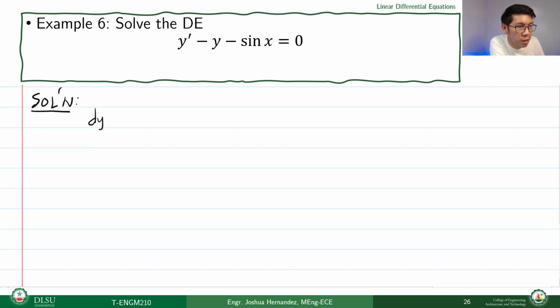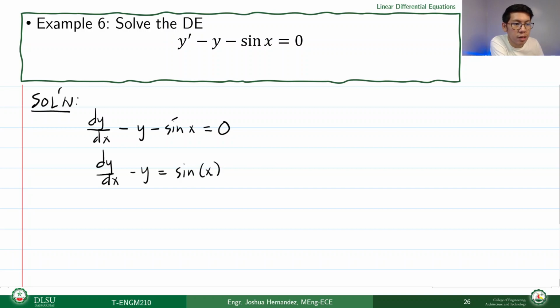dy over dx minus y minus sine x equals 0. From the looks of it, we consider this linear right away. Why? Because it already has dy over dx, minus y and then minus sine x. We can transpose it to the other side. So we have dy over dx minus y equals sine of x. Okay, correction. This should be plus. So dy over dx plus y equals sine of x.